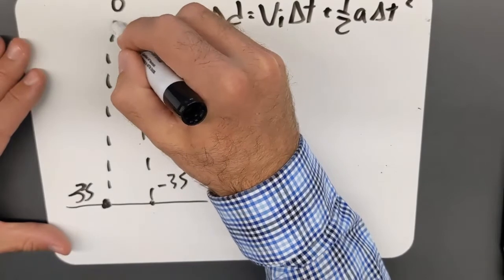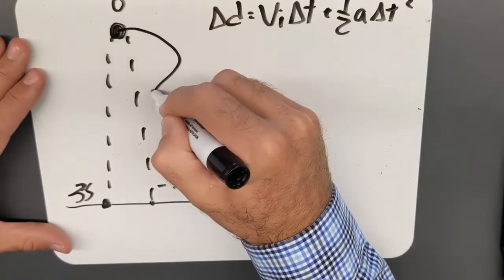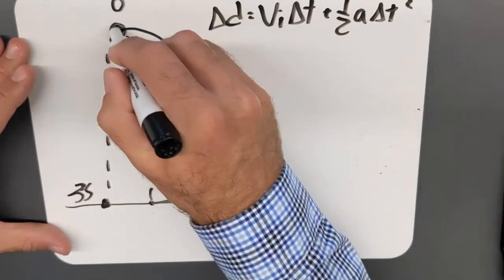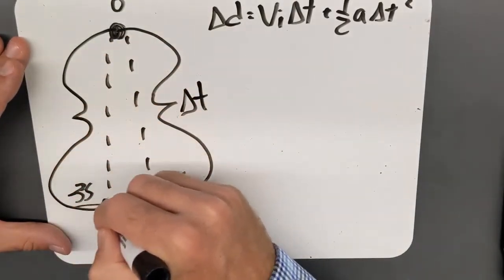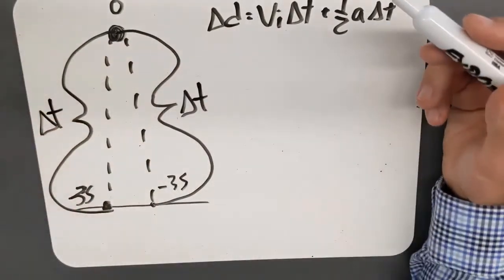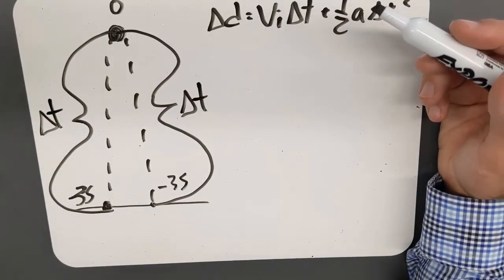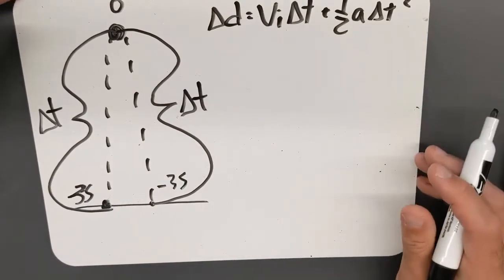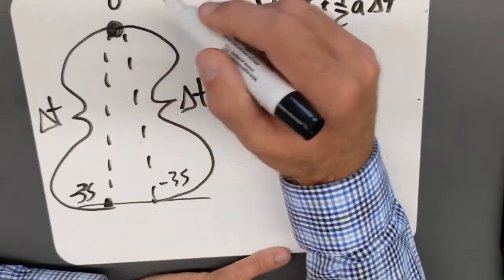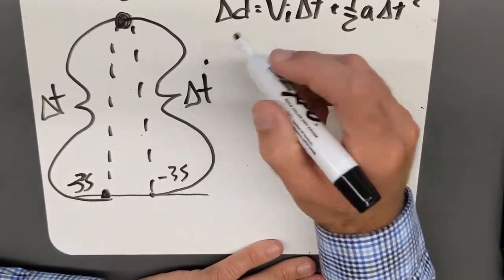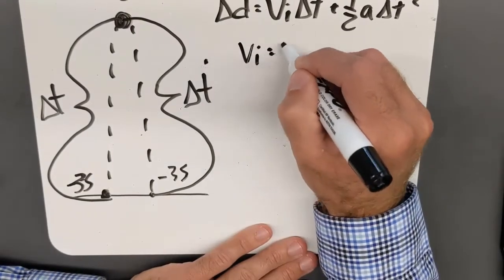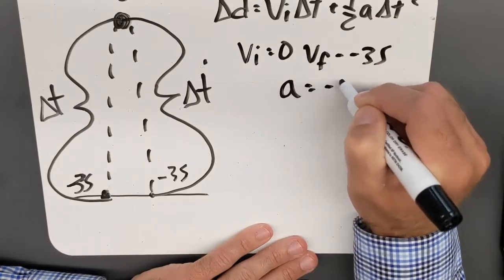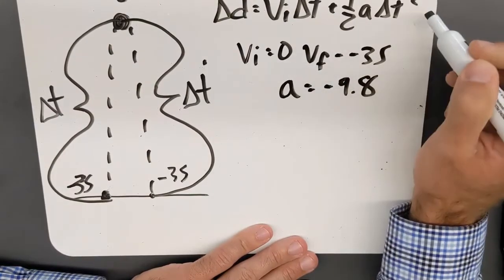Maybe I still like dropping it from the top. I like going from there down to there. Notice this delta T will be the same exact delta T as over here. So it doesn't matter which one you find. All right, I prefer dropping from the top for several reasons that you'll see in the future. So what I have here, if I do this one over here, is an initial velocity of 0, a final velocity of negative 35, an acceleration of negative 9.8.